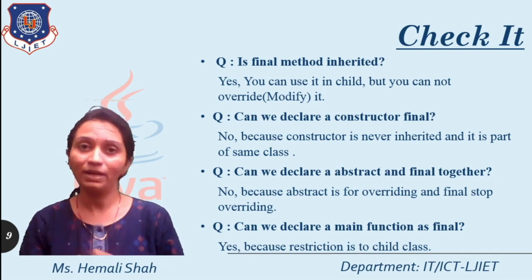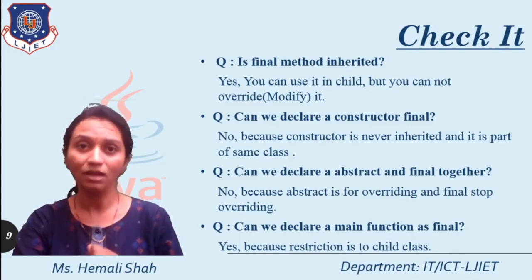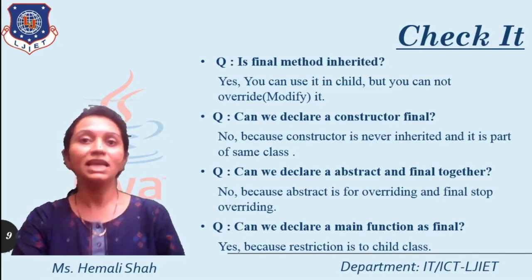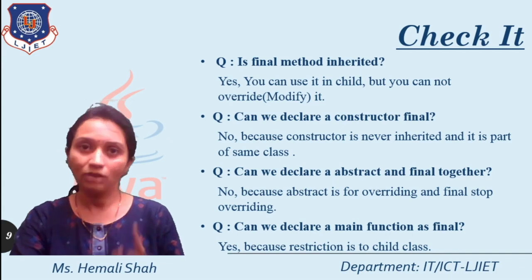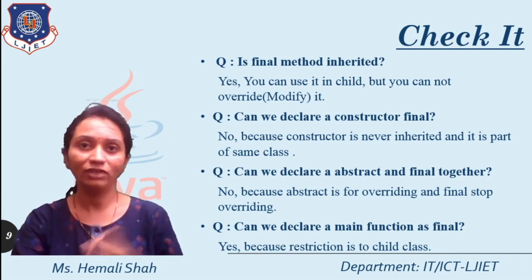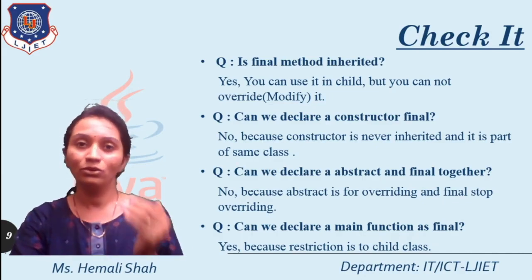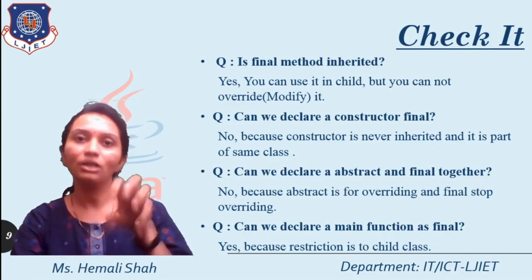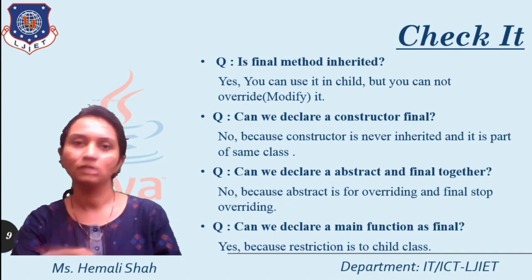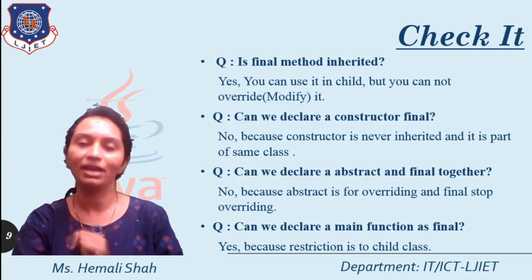So hope you people are clear with the concept of the final keyword. Final is a modifier, and it is basically used to make something unmodifiable: unmodifiable variable value, unmodifiable method, unmodifiable class. That means no inheritance possible, no overriding possible, no value change of a variable possible. Whenever you require such a concept, you should declare that thing as final.